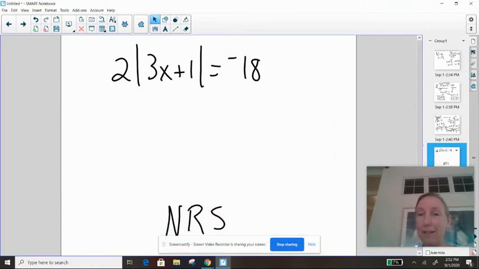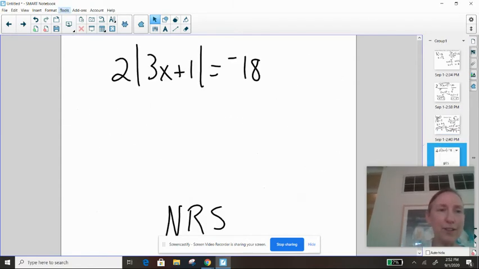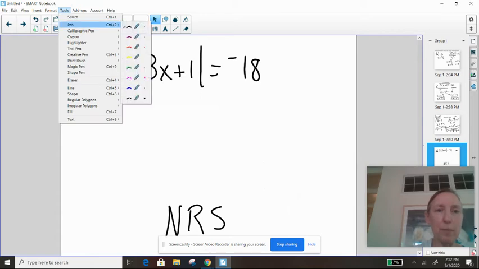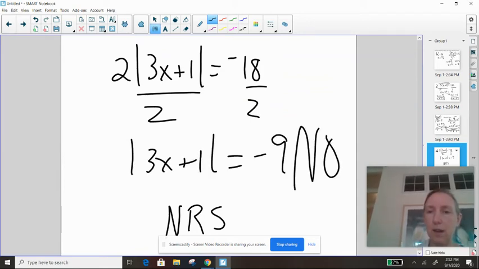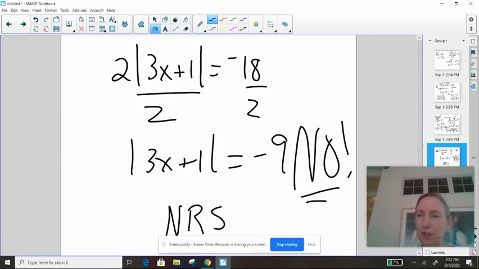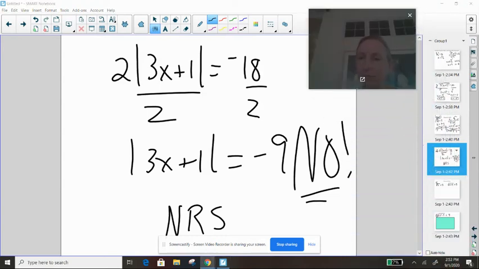Did you get no real solution? Did you realize that when you divided by 2, you ended up with the absolute value of something being a negative number, and that is not allowed? Hopefully you didn't get tricked. Hopefully you caught on to that little trick.